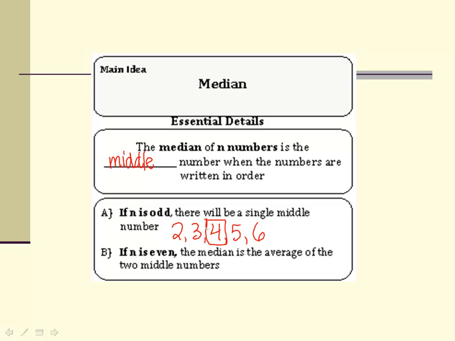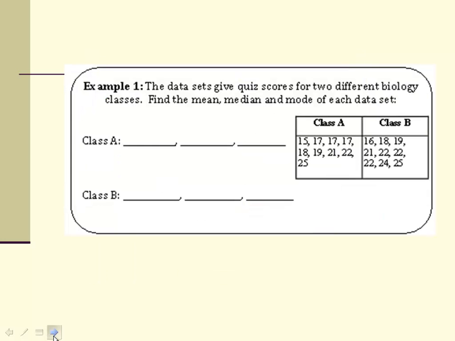If n is even, so if the number of terms is even, then the median is the average of the 2 middle numbers. So if I had 2, 3, 4, 5, 6, and 7, well, 4 and 5 are both in the middle there, so we add them together, 4 plus 5, and divide by 2. So 4.5, that would be your median for that data set.